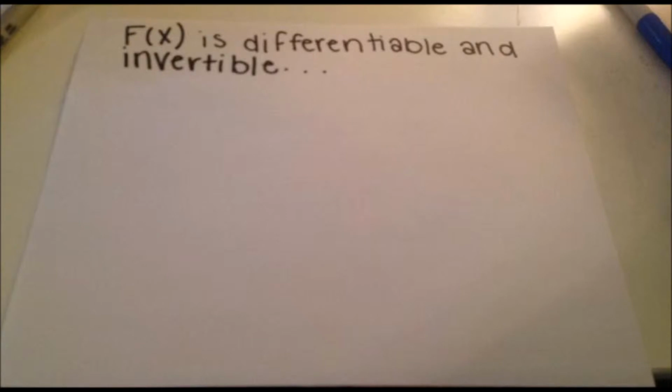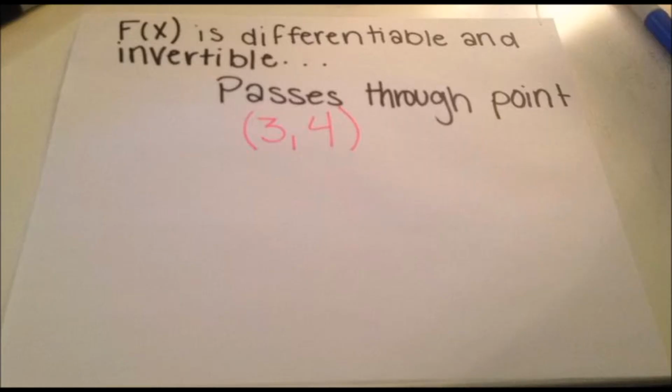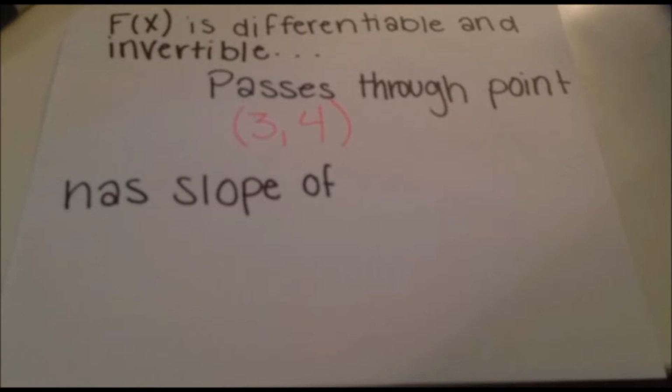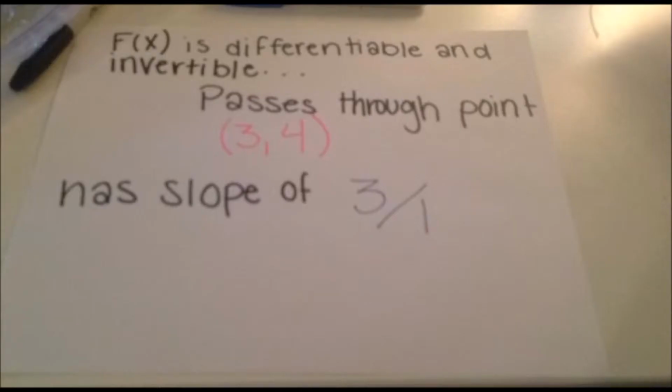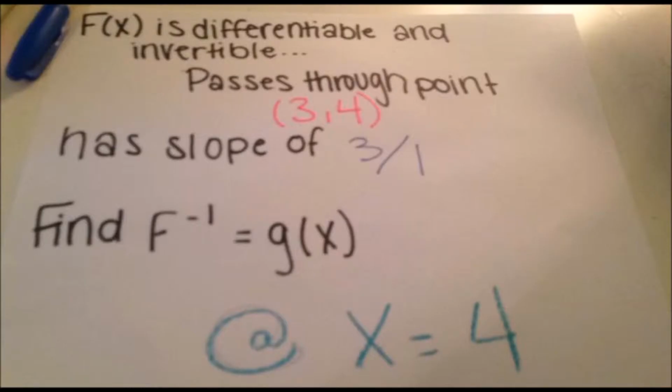Alright, example 2. f of x is differentiable and invertible, and it passes through the point (3, 4), and has a slope of 3 over 1, or 3. We want to find the inverse of f, which is g of x, and we're going to find g of x and g prime of x at x equals 4.